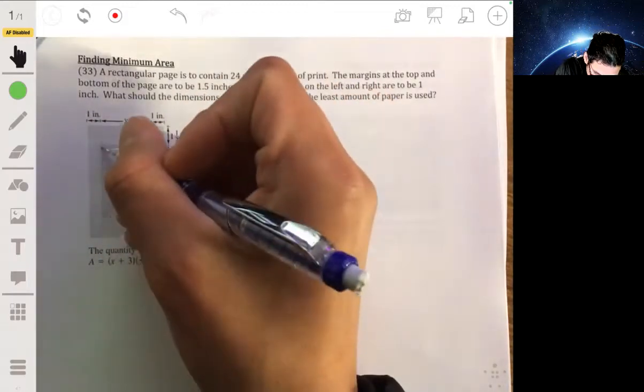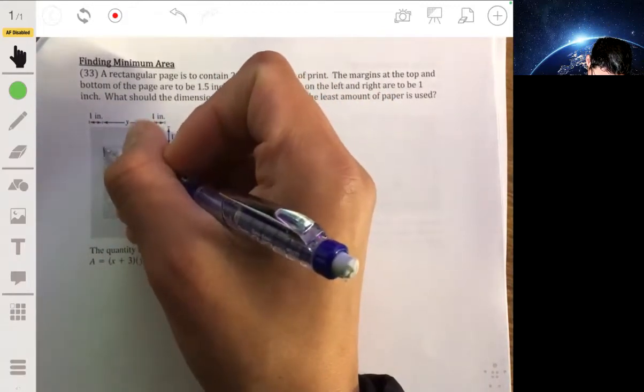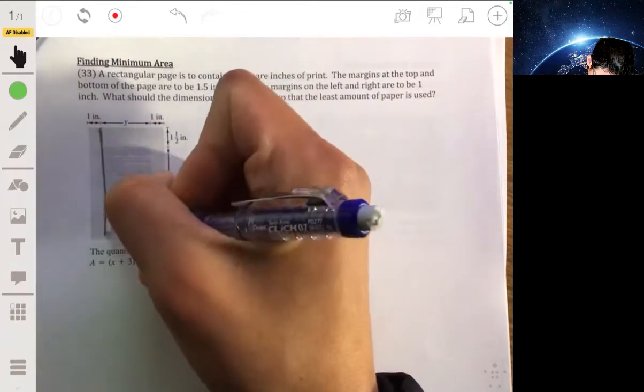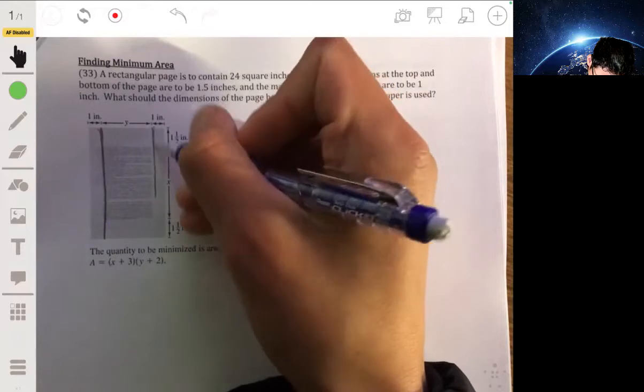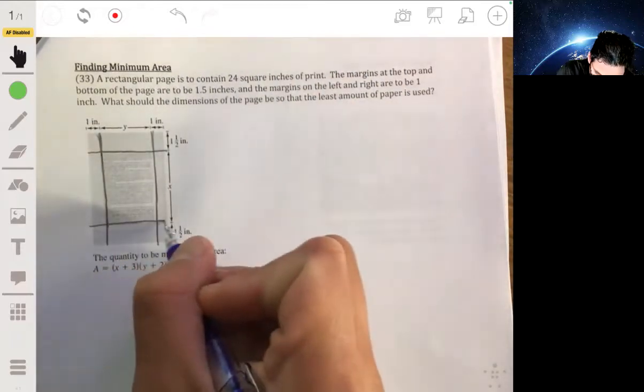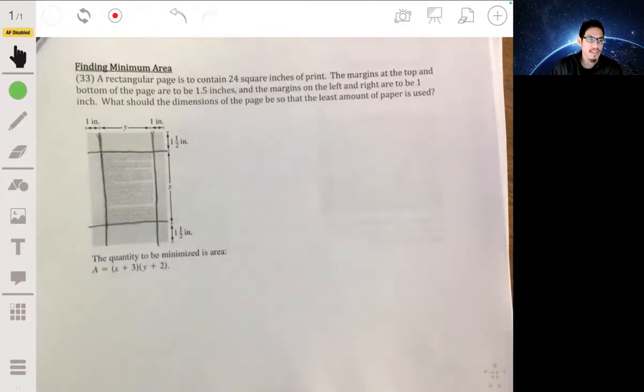So let's make it clear what we're dealing with. So let me extend this. If you're not given a picture for a problem, make sure you make one, like a sketch, something to basically be a visual of what you're doing. It's going to make your problem solving a lot easier.